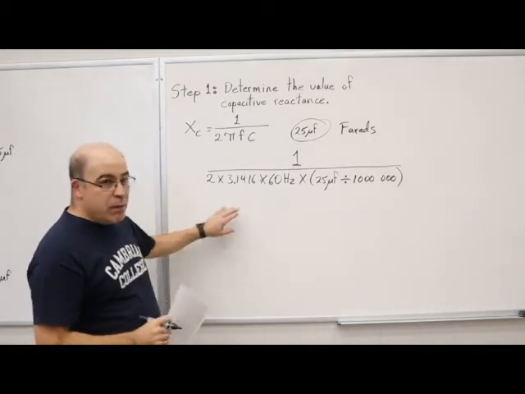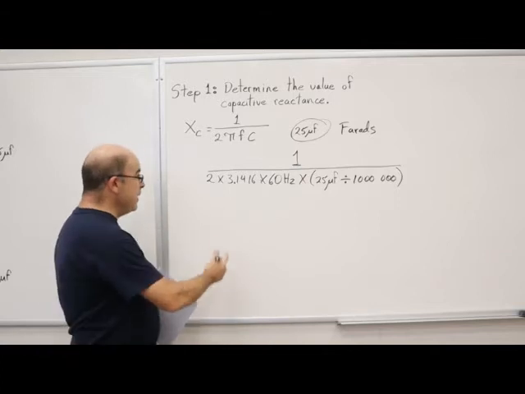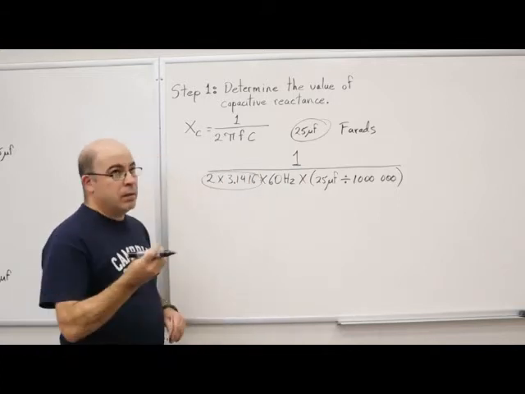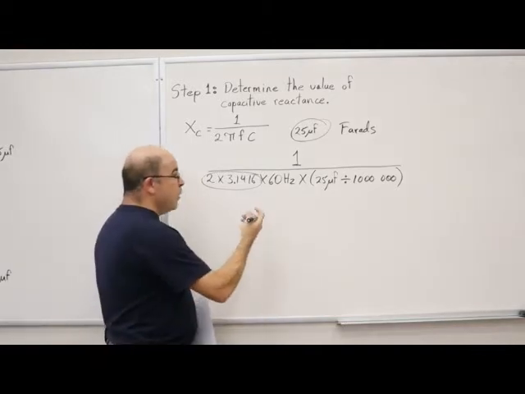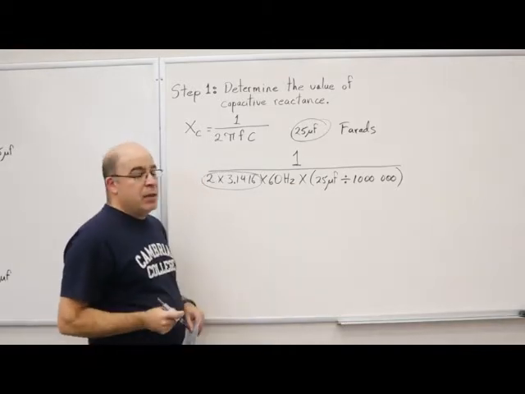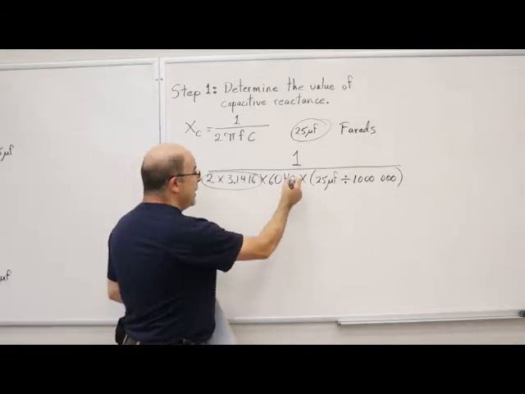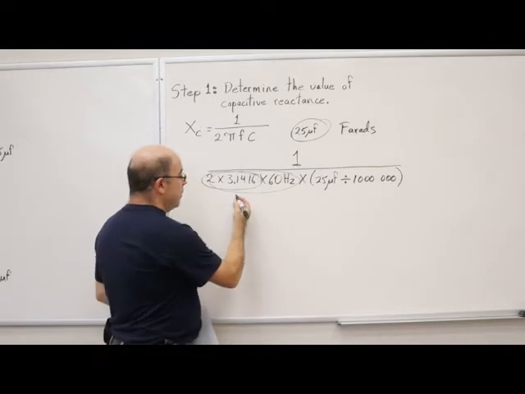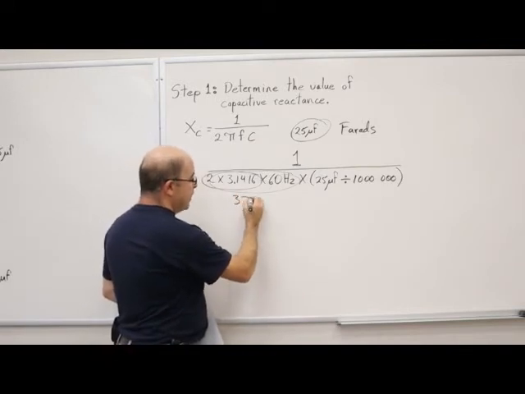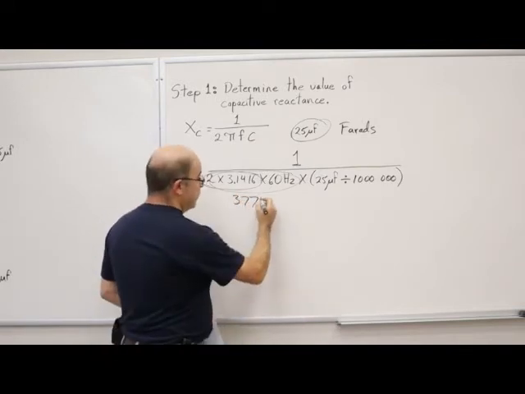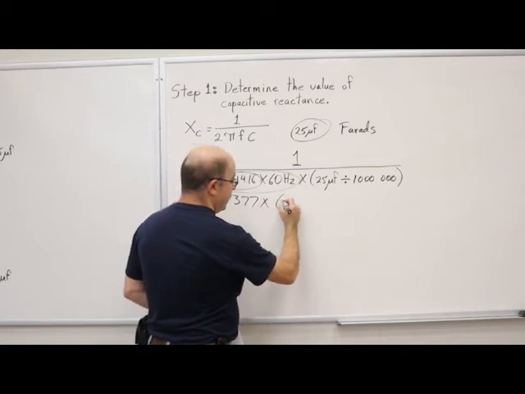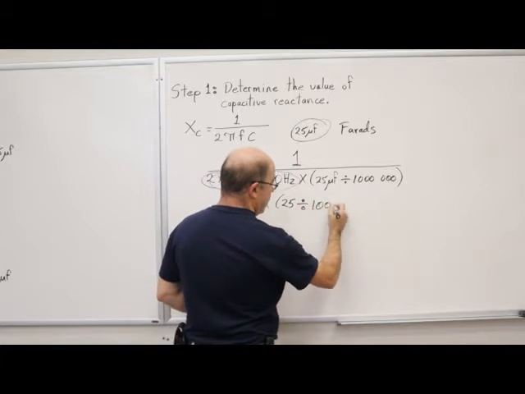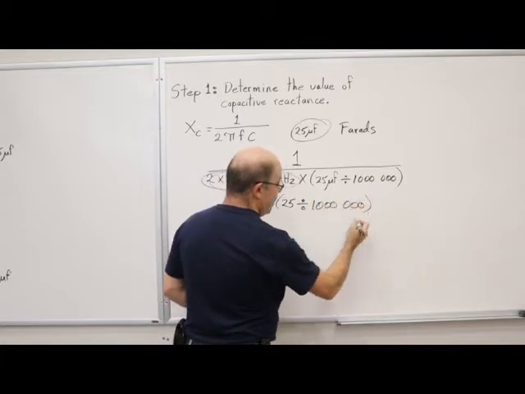Now, there is a bit of a shortcut too. Because 2 and pi are constants, and as well, we're doing these calculations in North America, the frequency is pretty much a constant. If you punch this into a calculator, you're going to have a constant value of 377 multiplied by 25 divided by a million.